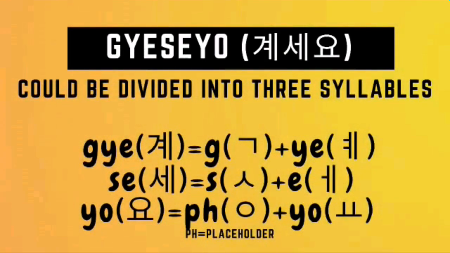For the second word, 계세요, this is also composed of 3 syllables. The first syllable is ge. This is formed by drawing first a gia character and a ye character. The second syllable, se, is formed from the combination of the siyat and e character, while the last syllable, yo, is written by drawing first a no sound iang and the yo character itself.